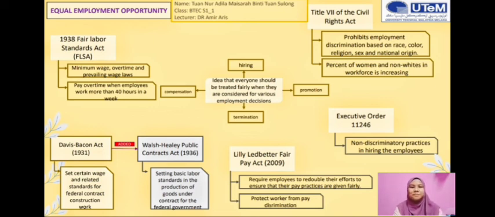Next, we take a look at the 1938 Fair Labor Standards Act, which is the US law that creates the right to minimum wage, overtime work, and prevailing wage law. This law also prohibits employment of minors in oppressive child labor. Lastly, we go to the Davis-Bacon Act, which was created in 1931 and sets certain wage and related standards for federal contract construction work. And then, in 1936, Congress added the Walsh-Healey Public Contracts Act, setting basic labor standards in the production of goods under contract for the federal government.